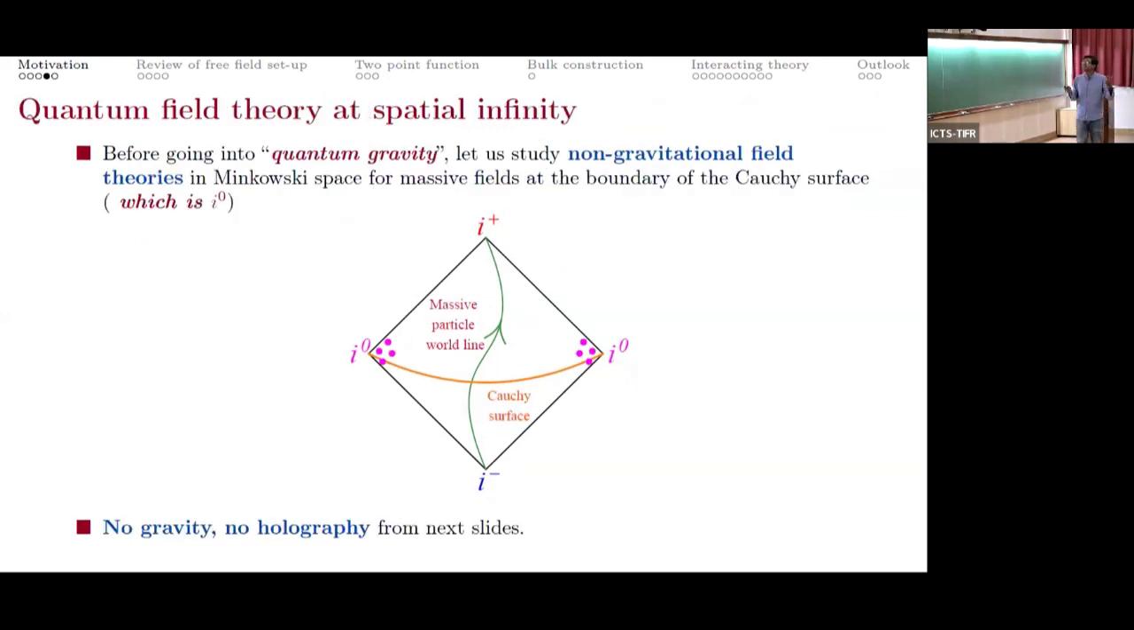Before doing any gravity calculation, or talking about quantum gravity, let's take a simple problem. Let's study some non-gravitational field theory in Minkowski space for massive fields near this boundary of the Cauchy surface, which is I0. From the next slides, I will not talk about any gravity or any holography. It was just the motivation for my talk.